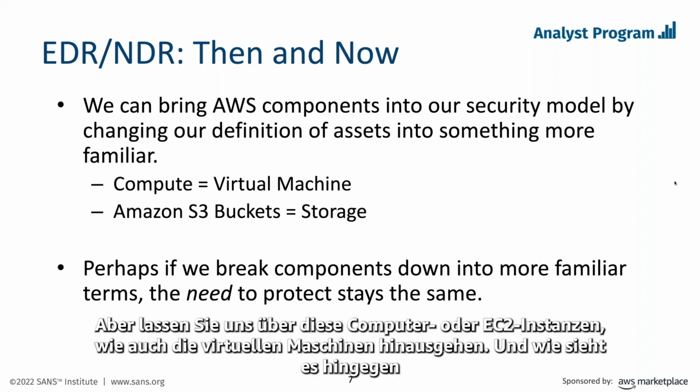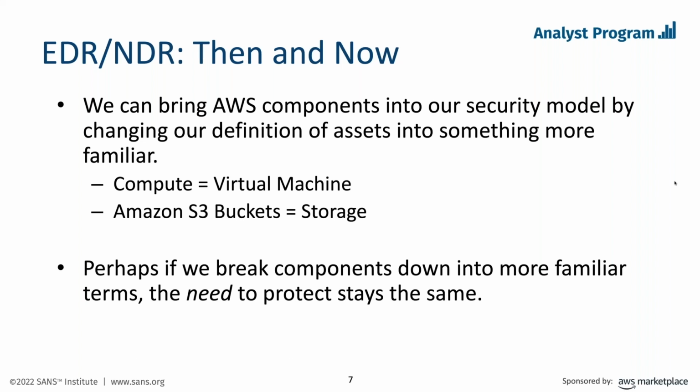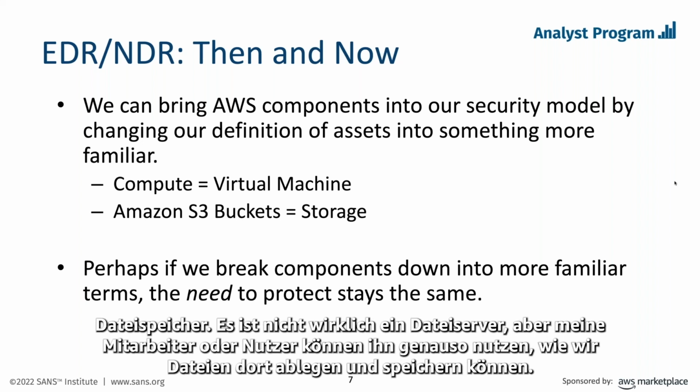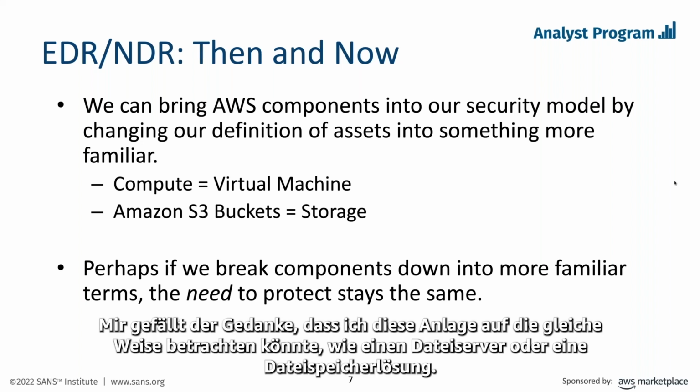But then let's go outside of those compute or EC2 instances. Let's break outside of the virtual machines. And instead, let's say, well, what about some of the other assets I might have out there? Perhaps one of the other more popular AWS capabilities are those S3 buckets. The ability to get that kind of file storage, that cloud accessible file storage. It's not really a file server, but my employees or my users can use it the same way. We can dump and store files in there. Well, I like the idea here, what if I considered and looked at that asset the same way I would look at a file server or a file storage solution?